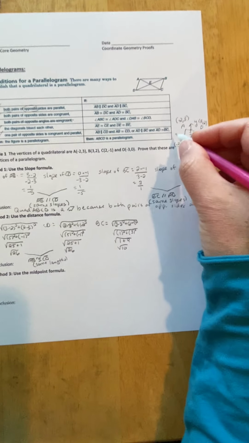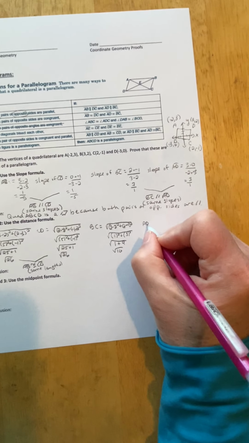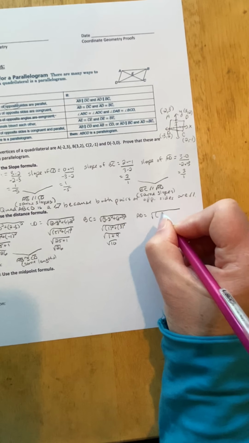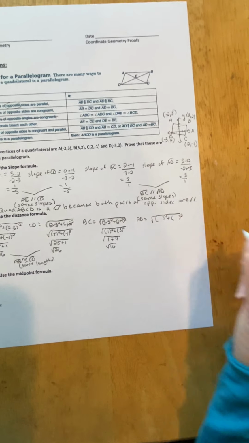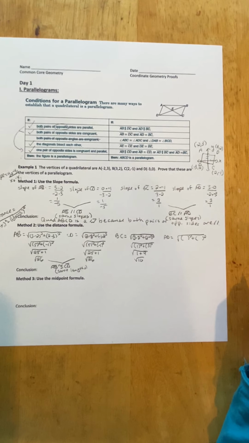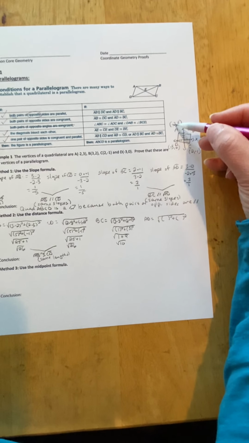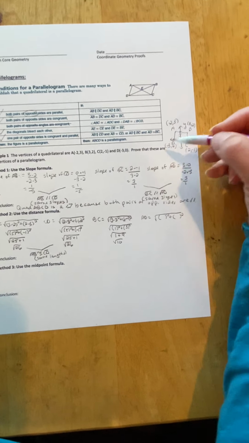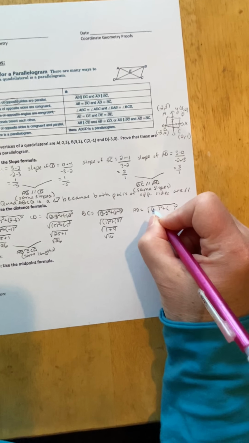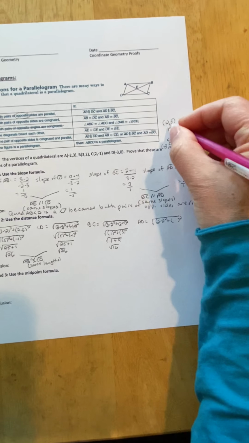Now let's compare that to the side that's across from it. So AD. Get yourself all set up with your square root symbol and your parentheses with the squaring and everything. Now I'm going to go to AD, and I'm going to, for example, go negative 2 minus negative 3. And then I'm going to go 3 minus 0.